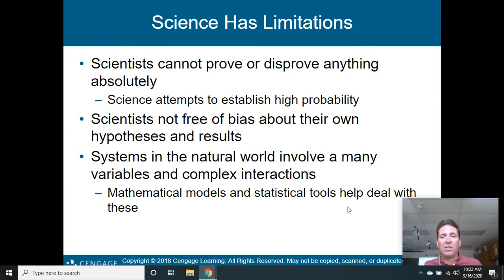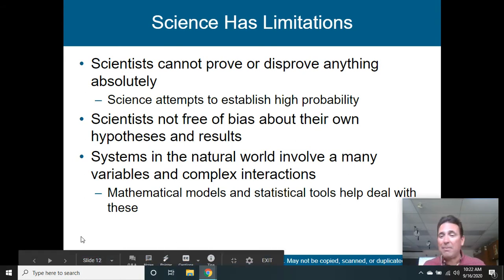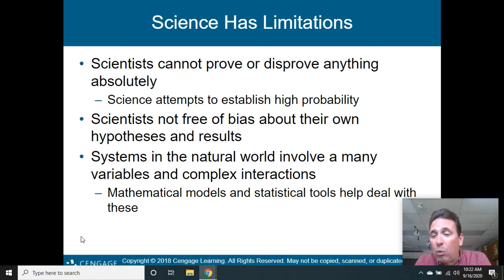Systems in the natural world involve many variables and complex interactions, and therefore we use mathematical models and statistical tools to help deal with these. Some mathematical models that you probably hear a lot about are weather forecasts. Meteorologists use computer models to predict where hurricanes are going to go, where snowstorms are going to go, and all those models are mathematical models. They're formulas that get put into these models.